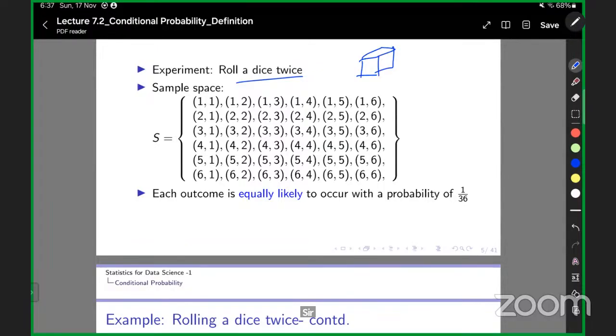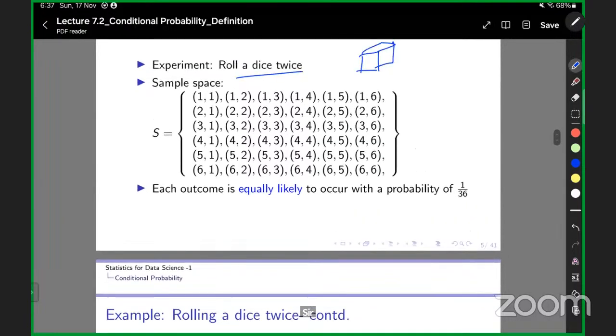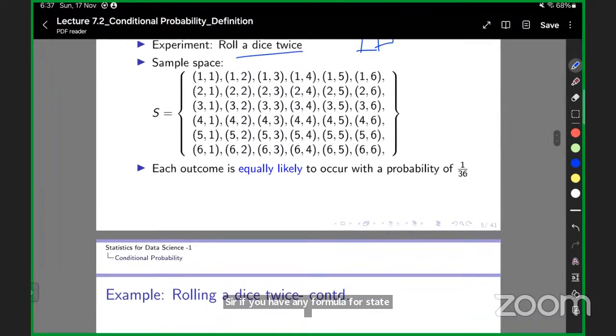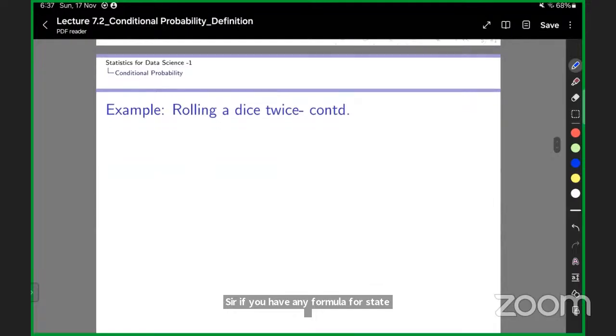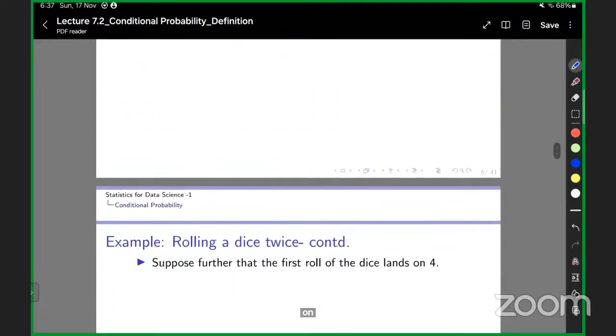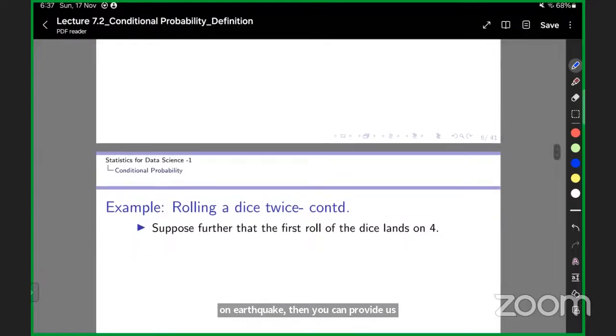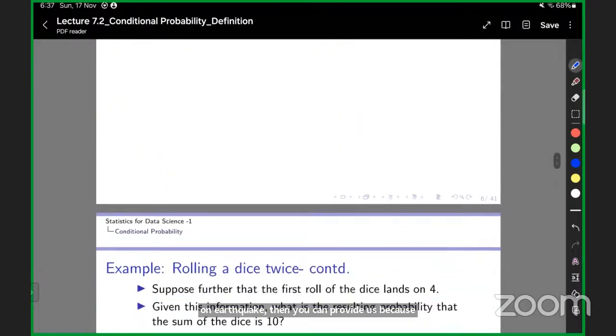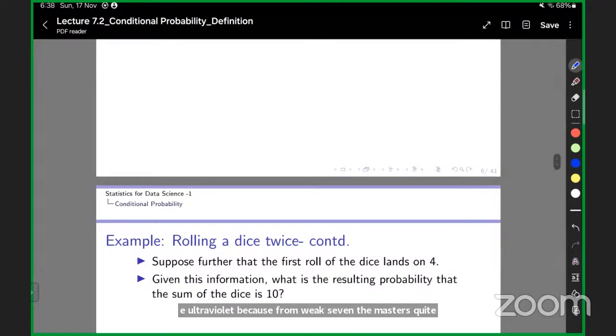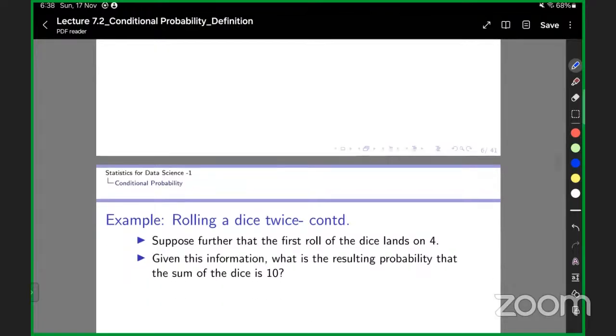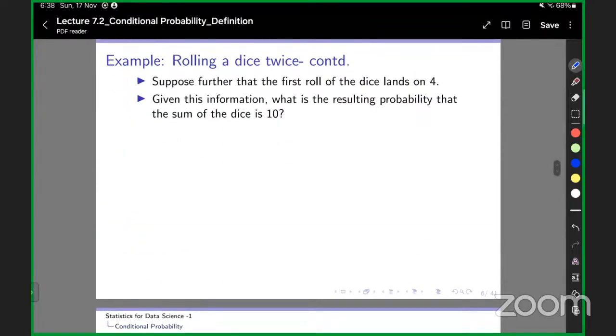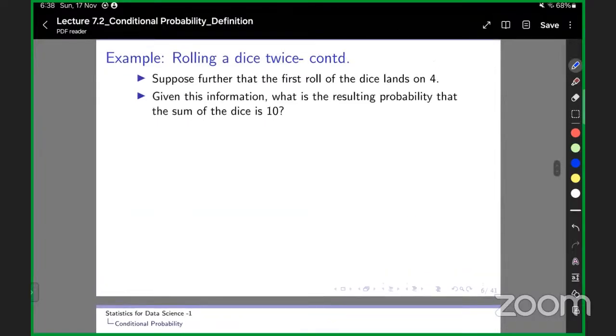Sir, if you have any formula sheet for stats from week 7, then you can provide us, because from week 7 the formulas are quite confusing, sir. Okay, I'm not sure about that. We'll see.